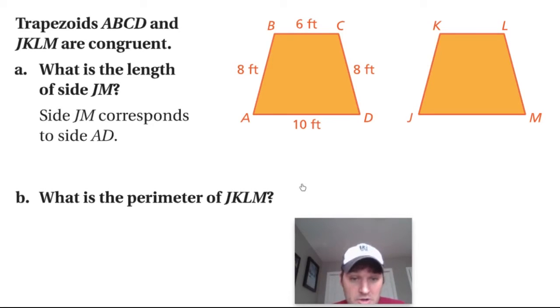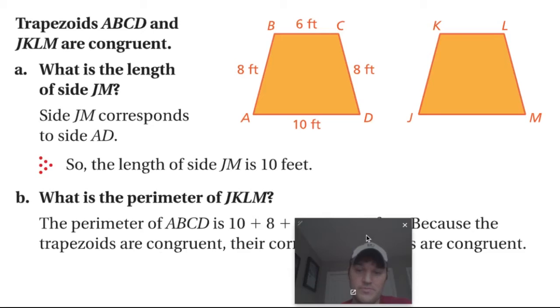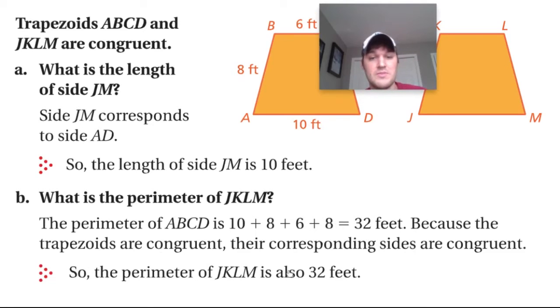So what is the perimeter? Well, these shapes are congruent. They're exactly the same. So all I've got to do is find the perimeter of this shape. 6 plus 10 is 16. Plus 8 is 24. Plus 8 is 32. So there we have it. So team, that is 2.1.